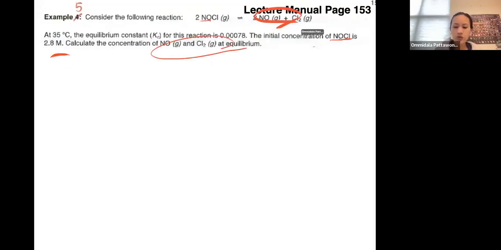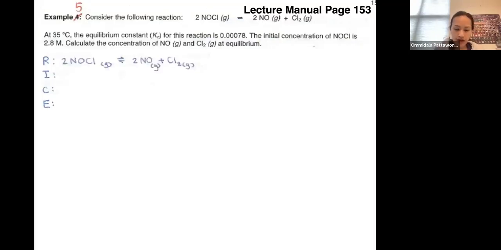So that means in this case, we are going to do the same thing and set up a RICE table. RICE stands for reaction, initial, change, equilibrium. The reaction is given, so it is that reaction right there. Next is to fill out the table. Again, it needs to be in molar concentration.